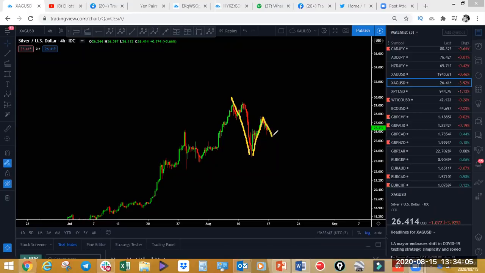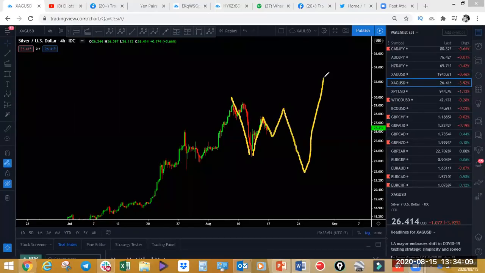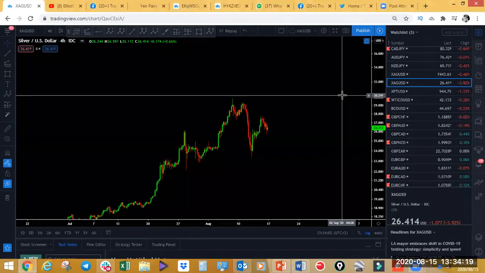Is this going to be a correction here and another 3 here, and we make this structure before a move to the upside? It can even be a regular flat or any flat correction if this reaches the top and pulls back. So a bit of a sideways move here on silver and gold.